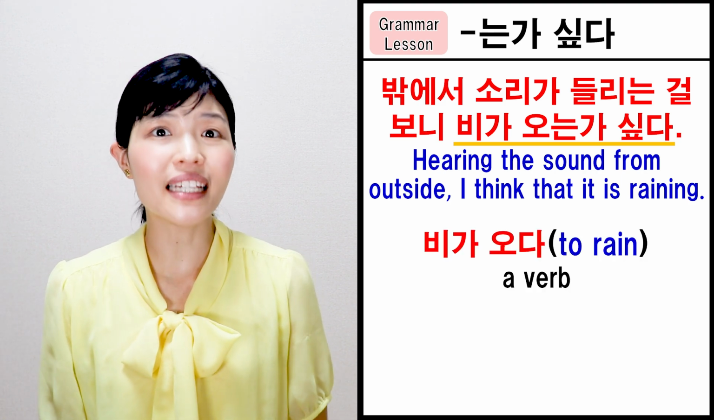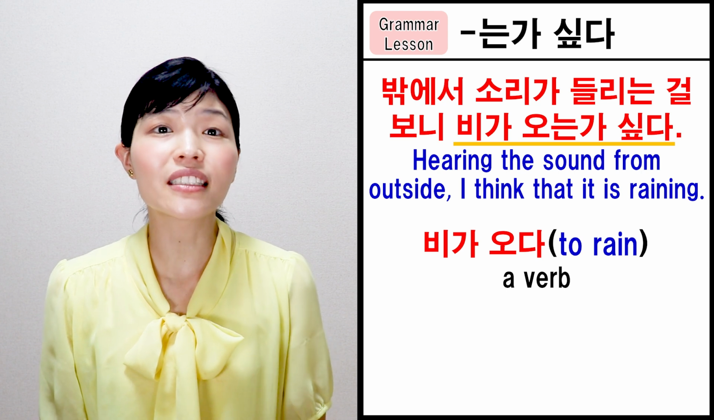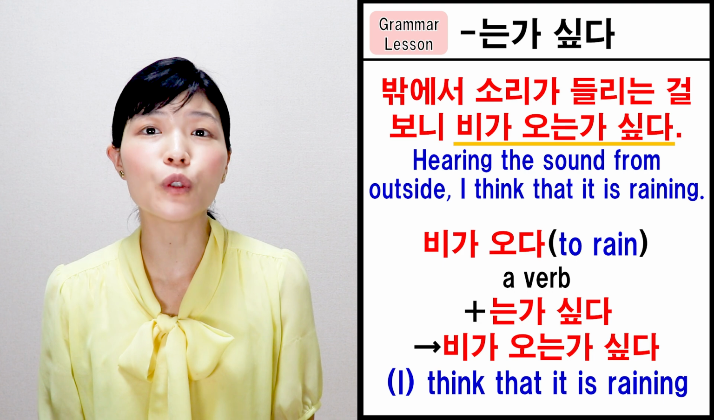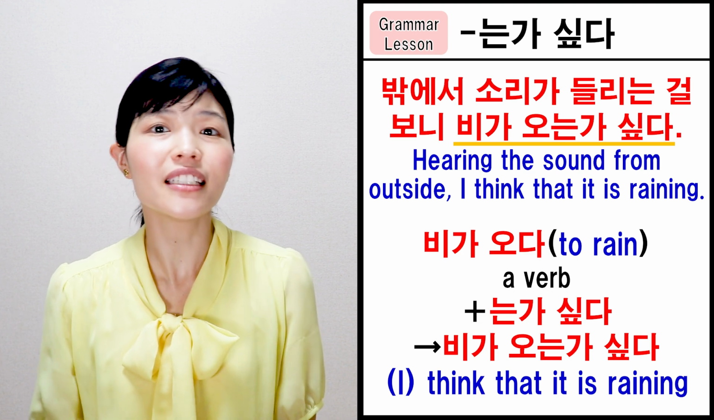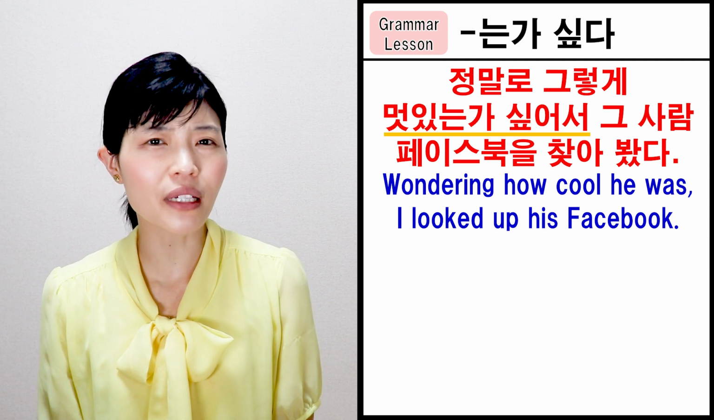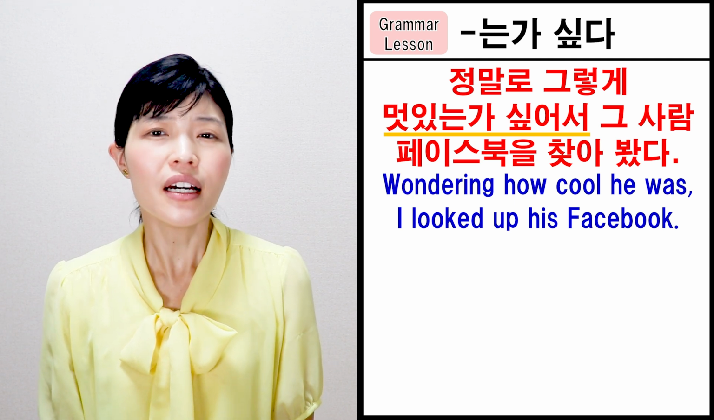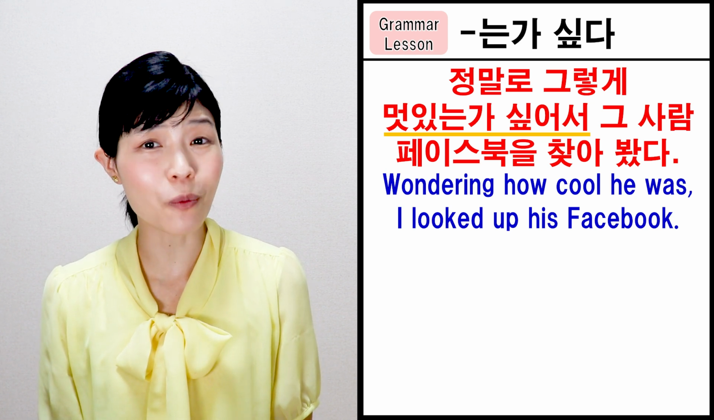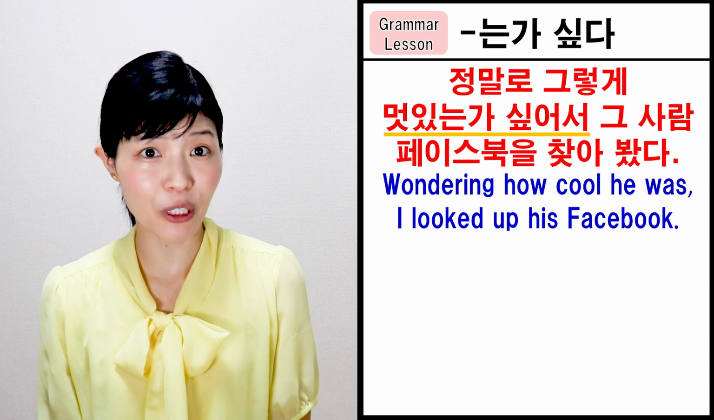Here, 비가 오다 is to rain. Since this is a verb, you attach 는가 싶다 to make 비가 오는가 싶다. I think that it is raining. Let's see the next sentence. 정말로 그렇게 멋있는가 싶어서 그 사람 페이스북을 찾아봤다. Wondering how cool he was, I looked up his Facebook.